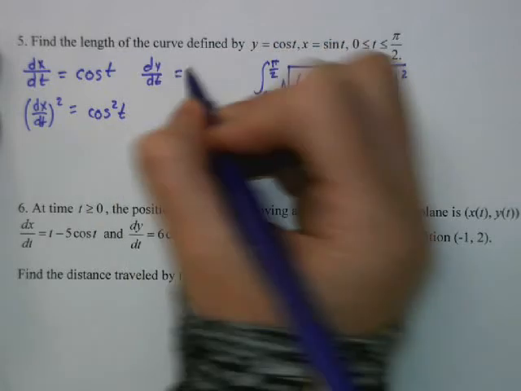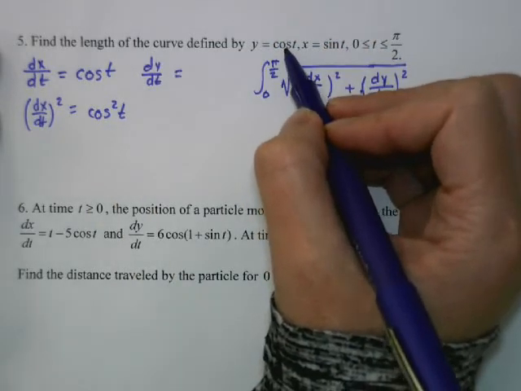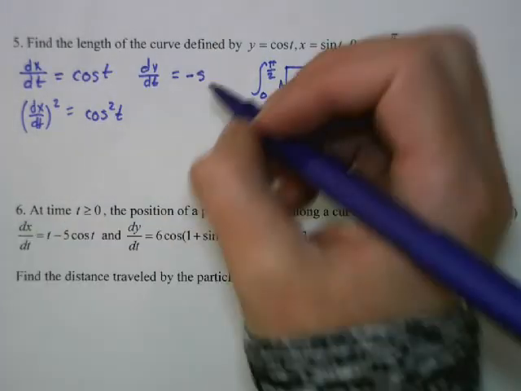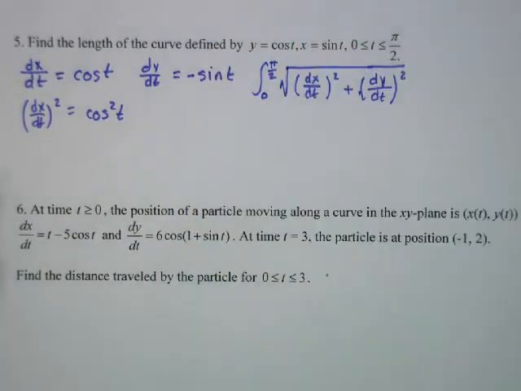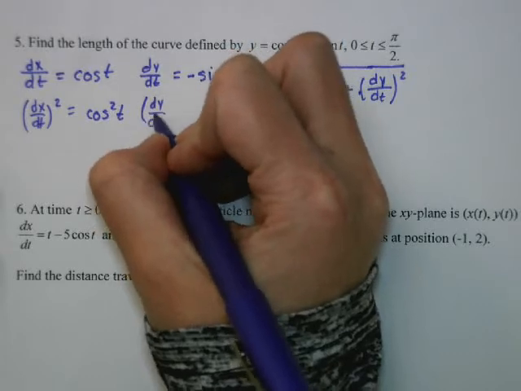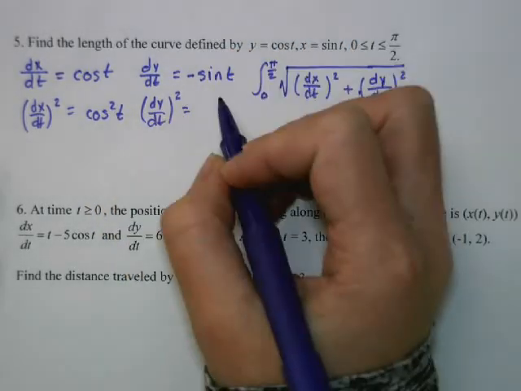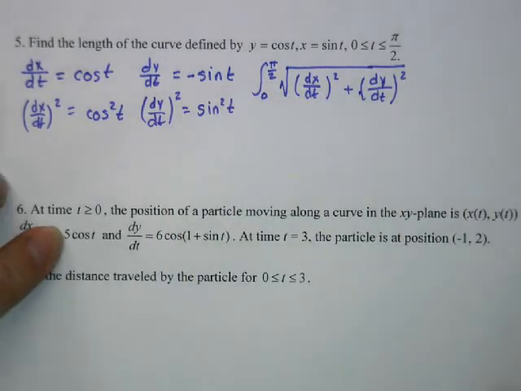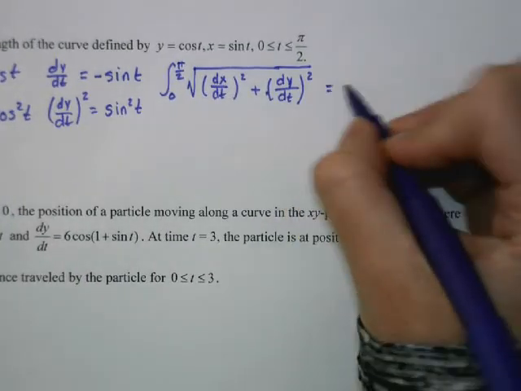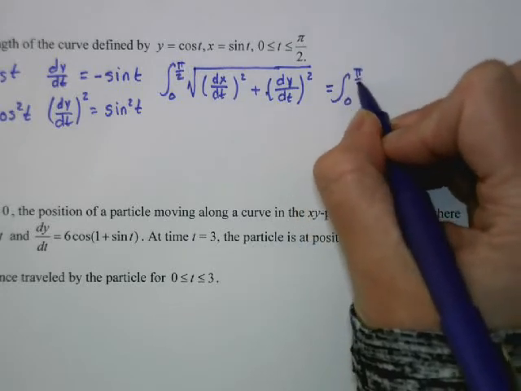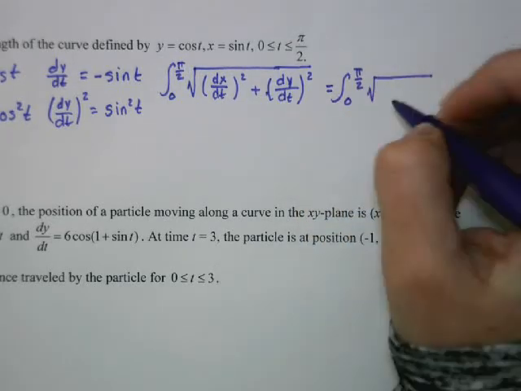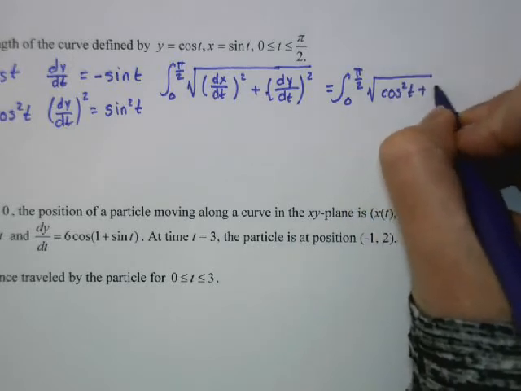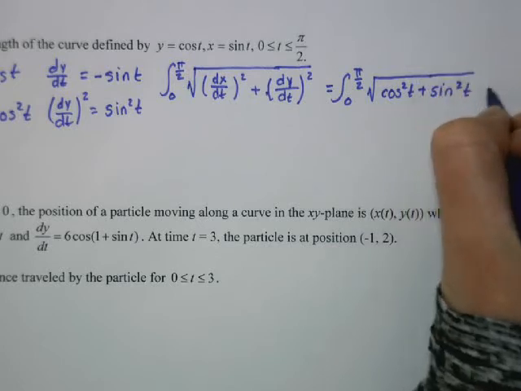So this is now going to be the integral from 0 to pi over 2 of the square root of cosine squared t plus sine squared t. Well, cosine squared plus sine squared is 1. So we're taking the integral of 1, which is just going to be t, and we're going to evaluate that from 0 to pi over 2. So that's going to be pi over 2 minus 0, which is just pi over 2.